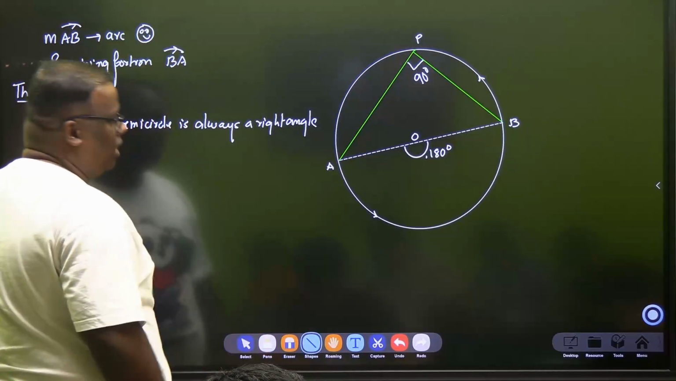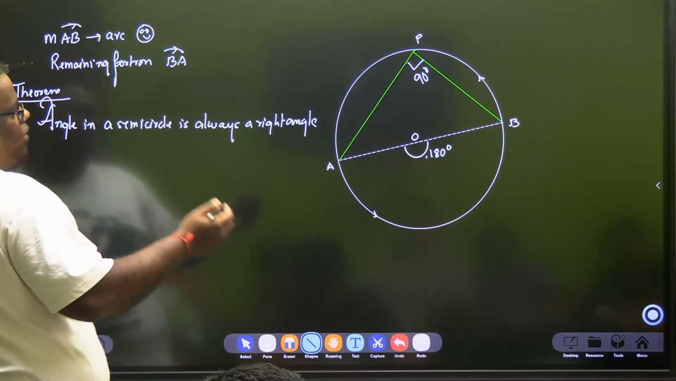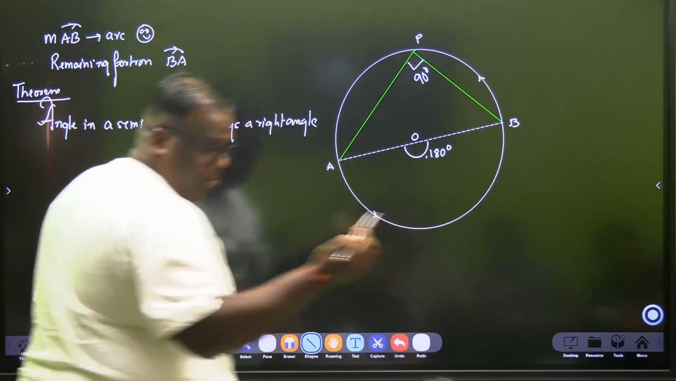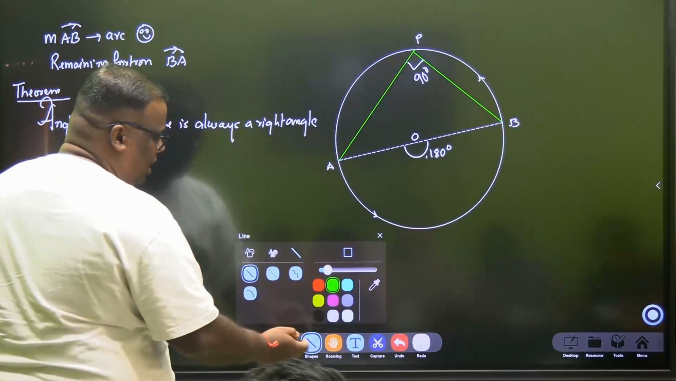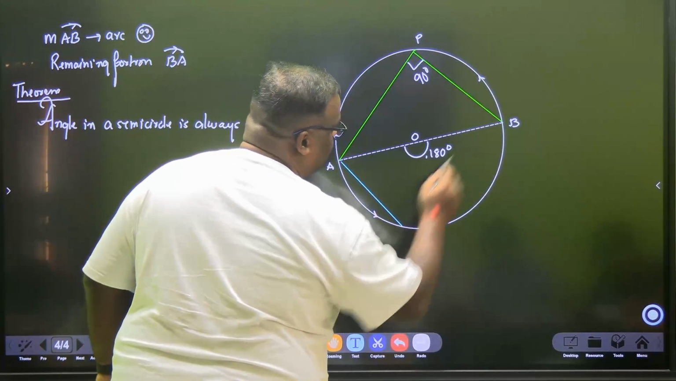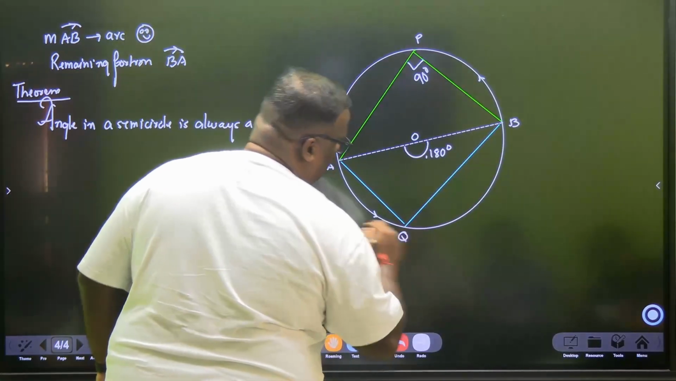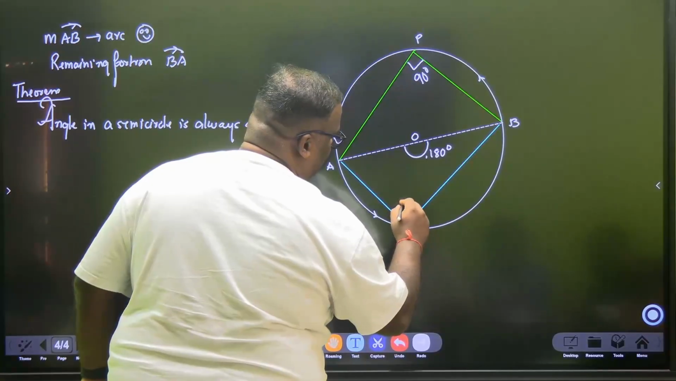From here, good. Now why are you biased with only BA, AB? Can you not think about BA? We can think about BA also, and take out any point on the remaining part here. Can I take this point? And let me name this point as Q.